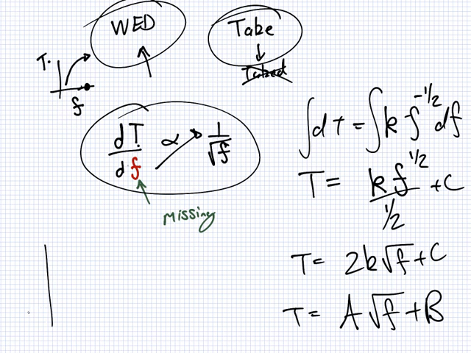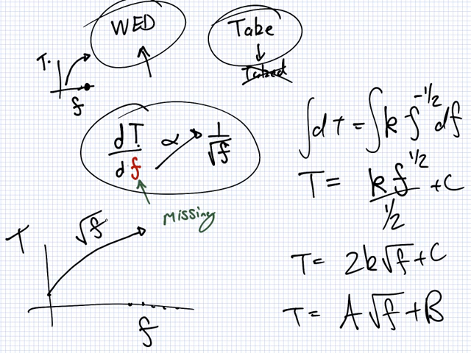So this is what the solution looks like. If this is F and this is T, then the more frequent the word is, the longer it will take. But the increase in the time is the square root of the frequency. So it doesn't grow that quickly.